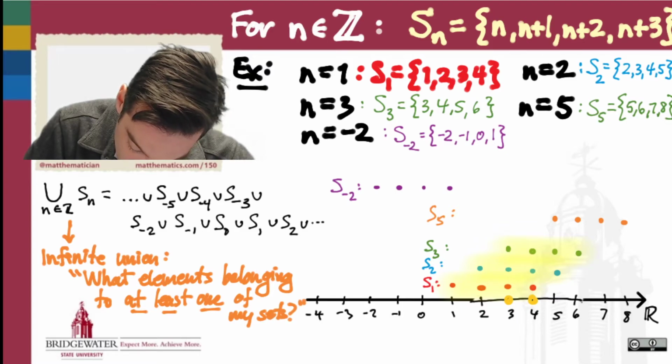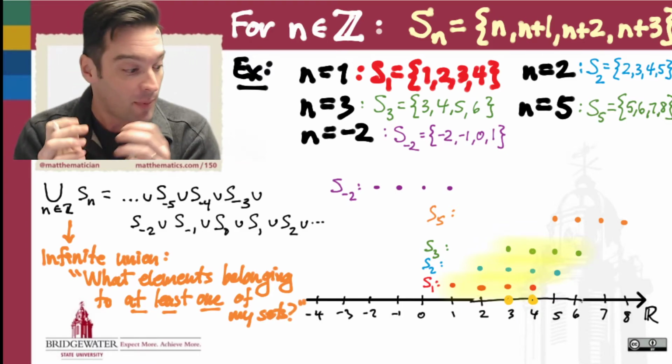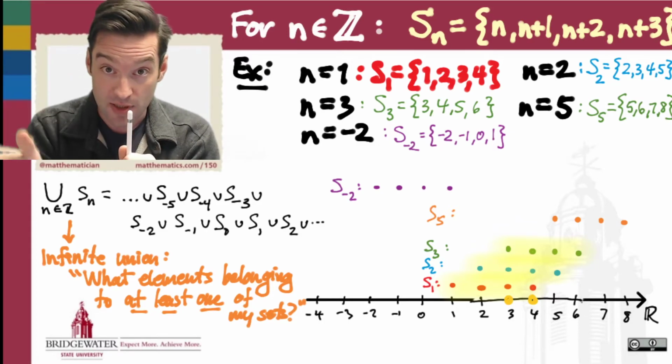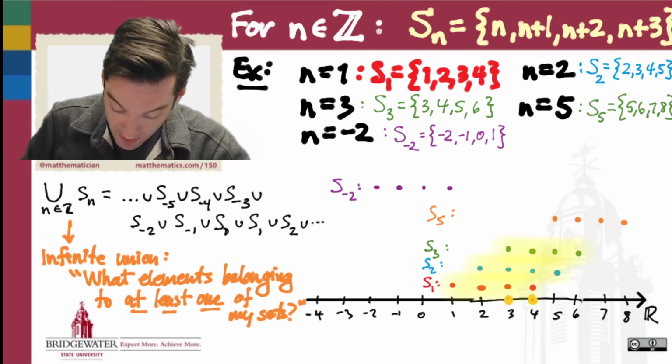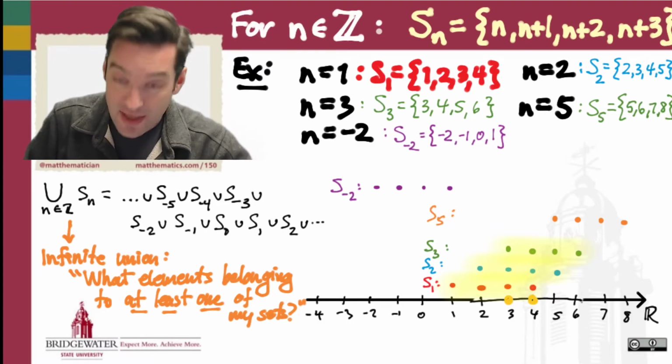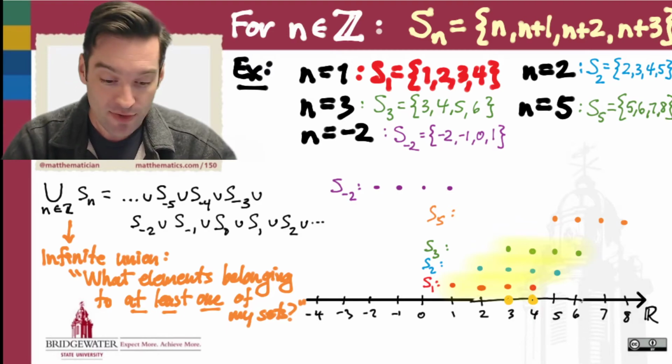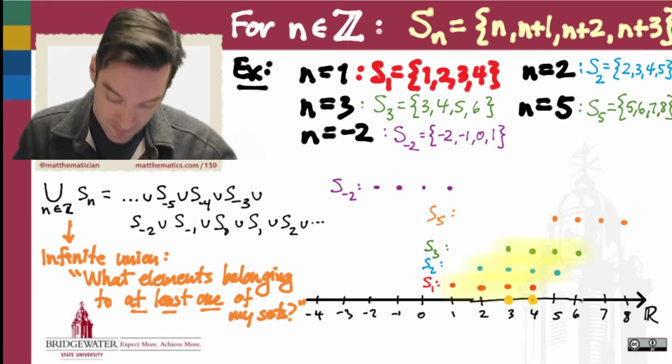After all, that is what it means to belong to a union, right? If I belong to a union, all I have to do is belong to one of the sets which is participating in that union. As soon as I belong to a single set in this collection, then I belong to the infinite union of the entire collection, right? It's just an everybody in the pool kind of thing.